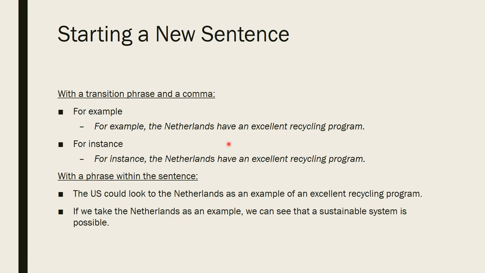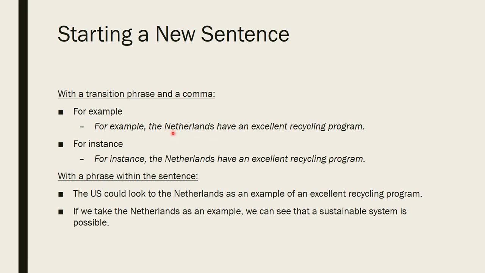Another transition phrase that you could use is "for instance." It works the same way. "For instance, comma, the Netherlands have an excellent recycling program." In both cases, you've given an example that has a complete sentence after it.